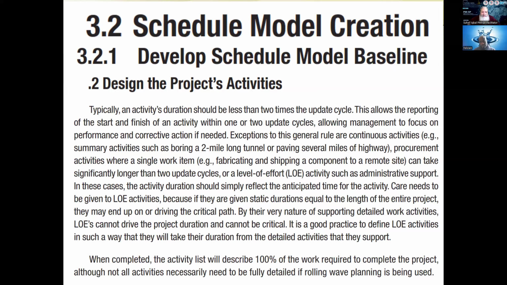When completed, the activity list will describe 100% of work required to complete the project. Although not all activities necessarily need to be fully detailed, if rolling wave planning is being used. You see, the activity list just gives you an activity and the 100% task it is supposed to do.